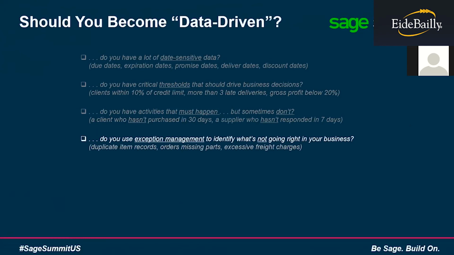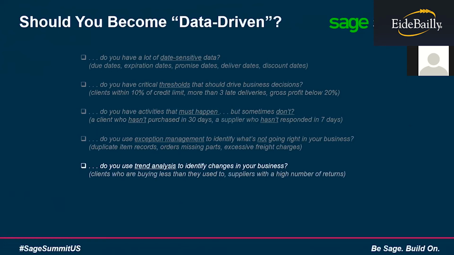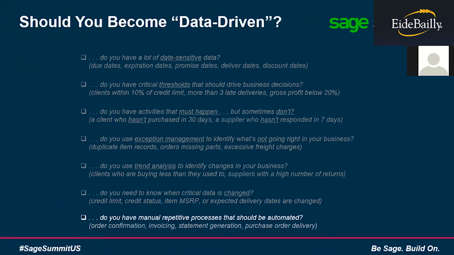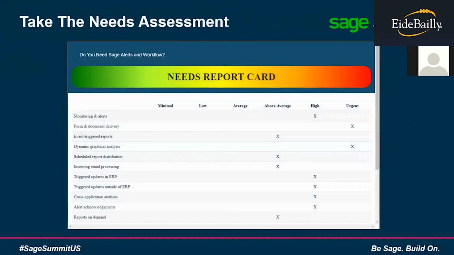Do you as an organization use exception management to identify anomalies within your business transactions? Do you rely upon trend analysis to identify key changes within your business? And lastly, do you need to know when critical business data is changed? We talked about enterprise-wide auditing just a moment ago. And of course, I shouldn't forget, do you have those redundant manual processes, such as the generation and delivery of forms, documents, and reports that really should be automated?